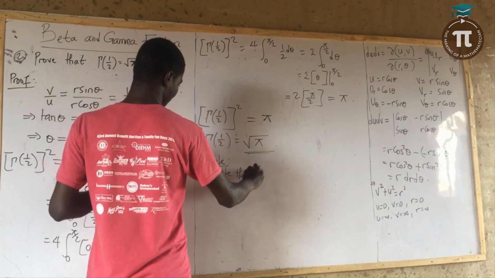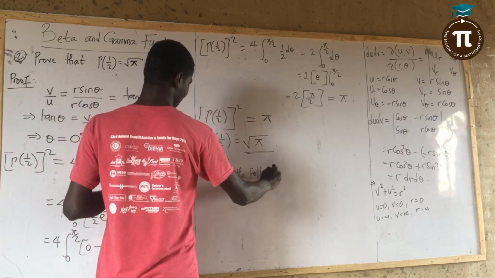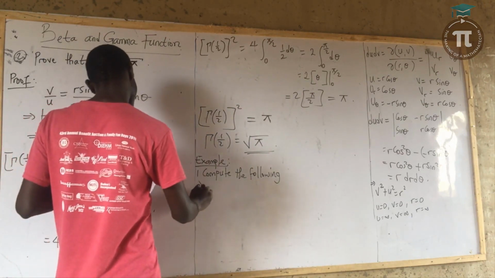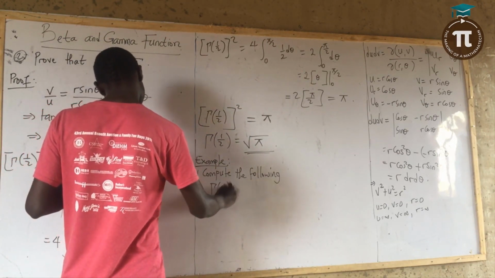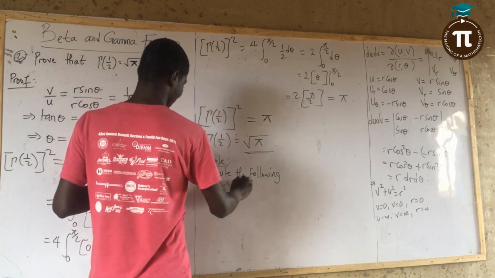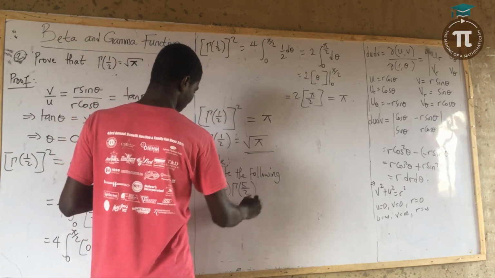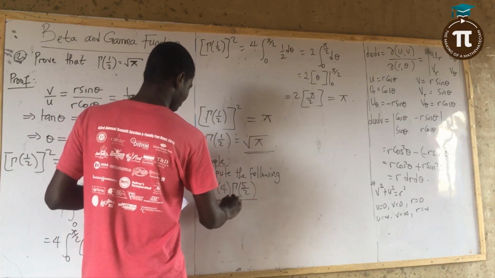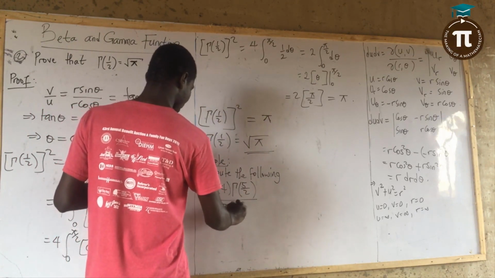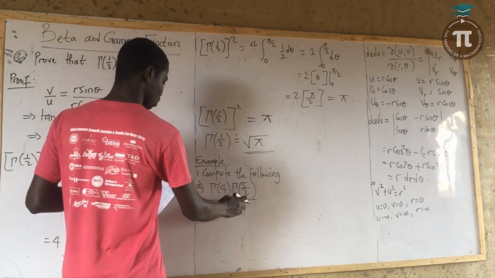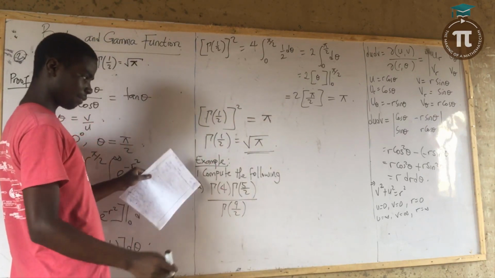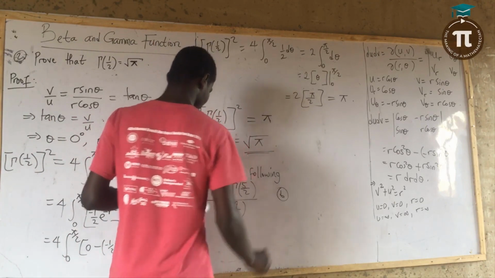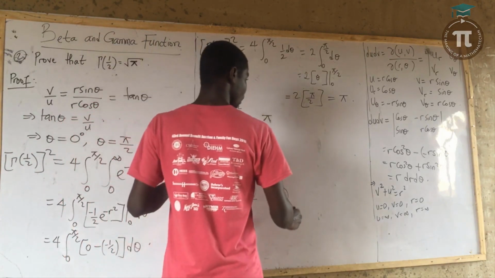Number 1, compute the following. The first thing I have is gamma of 4, gamma of 5 over 2, all over gamma of 9 over 2.